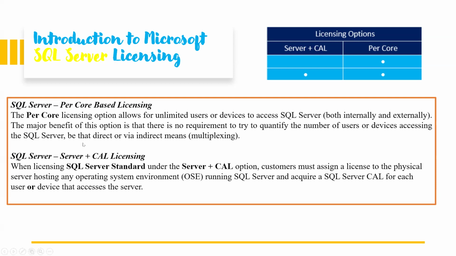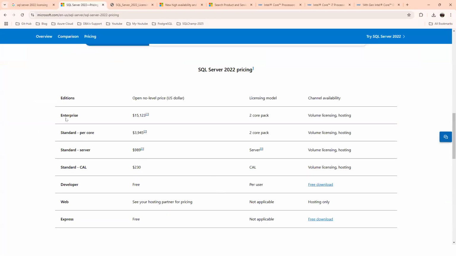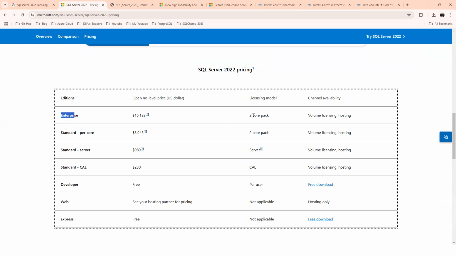Out of that, we are having two options. One is a core-based license. So when you go for a core-based license, Microsoft is going to charge per core. How many cores did you build the VM with? 2 cores, right? Yes or no? For 2 cores, you built the VM, minimum 2 cores, sir. That's the reason Microsoft also calculates a minimum of 2 cores only. When you go for pricing, for the enterprise edition, for 2 cores, how much is Microsoft charging?